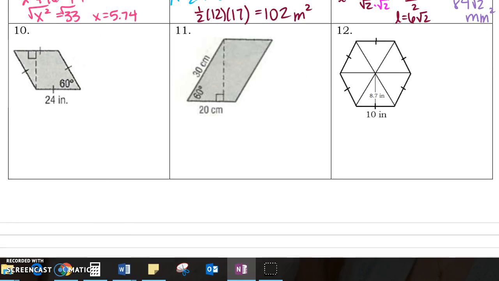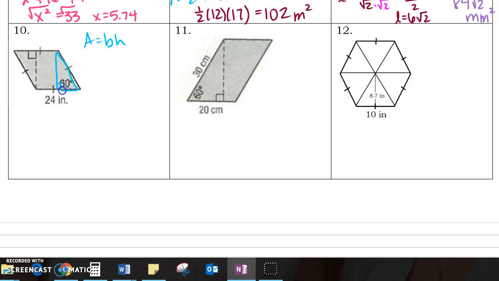Okay, we have two more that we're going to do together. I'm going to have you try 11 on your own. But taking a look, this is a rhombus. If we had our diagonals, we could use 1/2 d1 d2, but we don't. So we need to use our equation for a rhombus of base times height. It gives us this here. I'm going to draw it in over here, so you should do that as well.